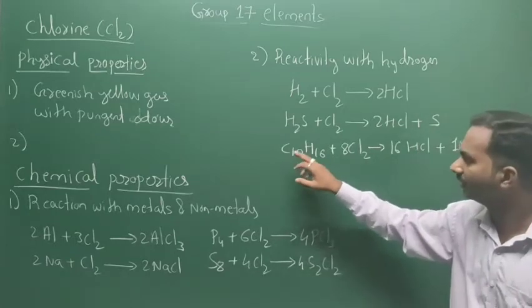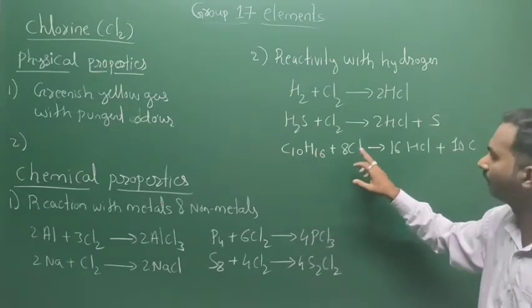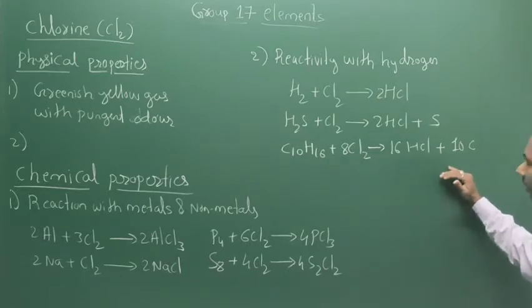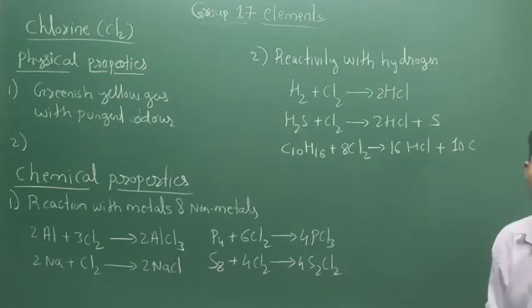So similarly, C10H16 is combined with chlorine. So formation of 16 mole of HCl along with 10 mole of carbon.